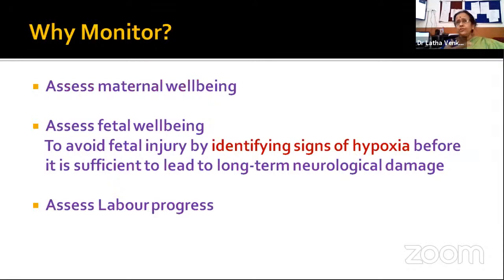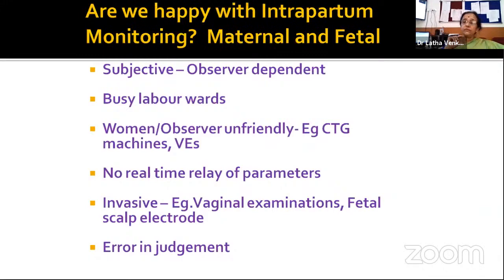Why should we be monitoring a woman in labor? It is to assess the maternal well-being and also to assess the fetal well-being, that is, identifying the signs of hypoxia before it is too late and causing neurological damage to the baby. And to assess labor progress. These are the three intentions that we have when we talk about intrapartum monitoring. So are we happy with the intrapartum monitoring that we have, both for the mother and for the fetus? Most of the monitoring is quite subjective. Even interpretation of CTG is fairly subjective, and subjective means it is observer dependent.